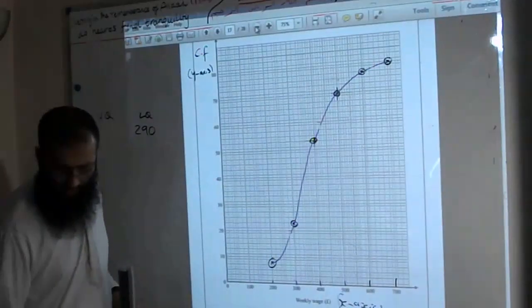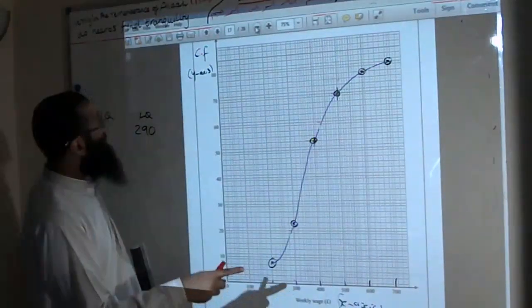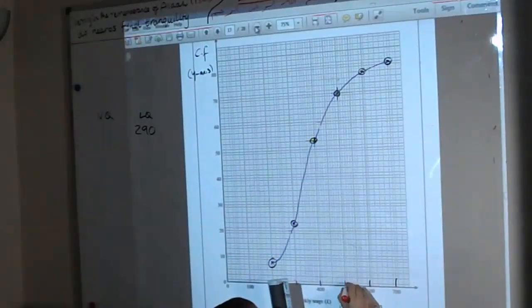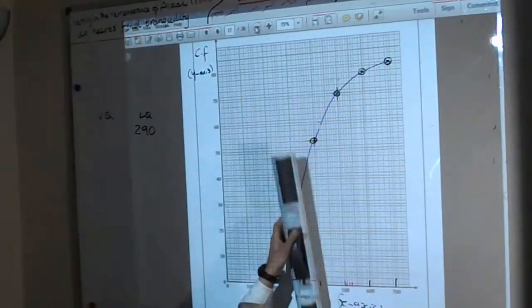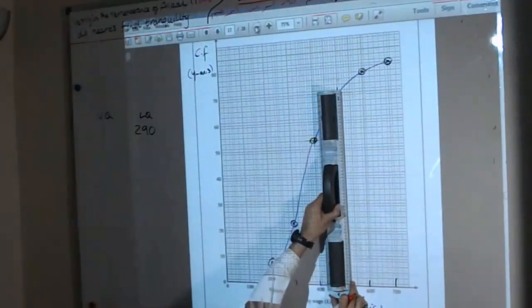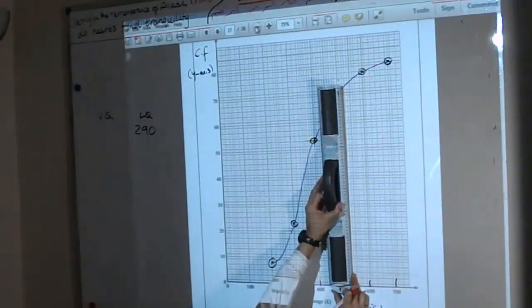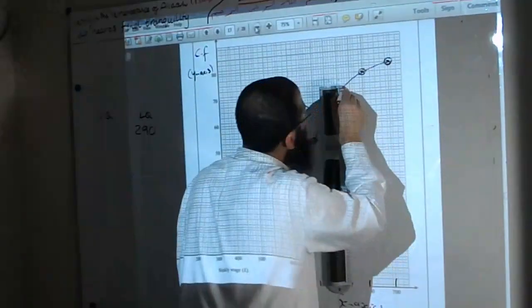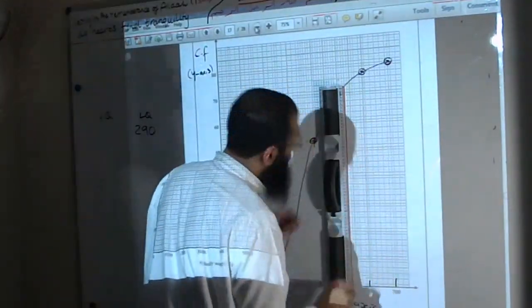More than £530. So where's £530, folks? £530 is roughly where? 73 I got, 75. Okay. Right, can you find 530 on the bottom, please, folks, and draw lines nicely up until we meet the line. That's right, until you meet the line.